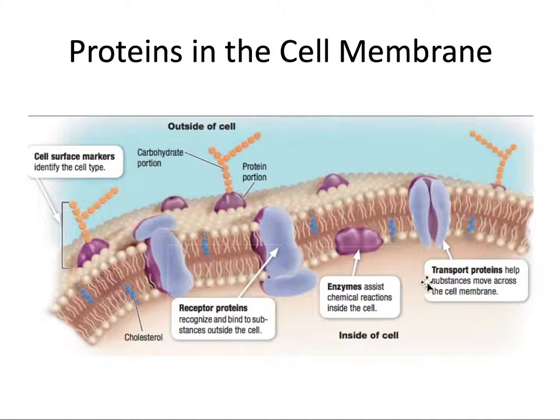And finally, these are transport proteins. And you can see they almost look like a gate, and they're going to open and close, and they're going to allow larger substances to pass in and to move out of the cell as needed. So that was an introduction to the cell membrane and how cells maintain homeostasis.